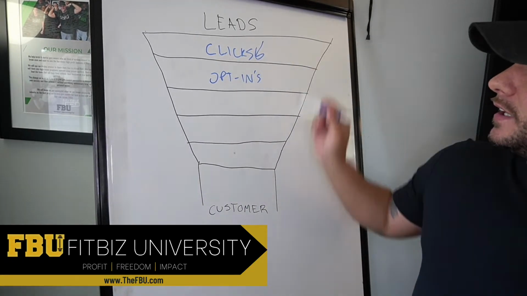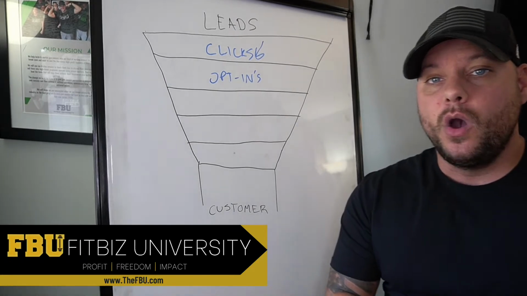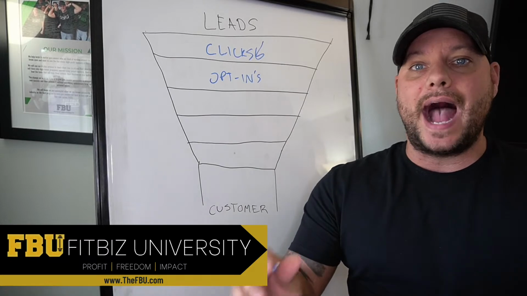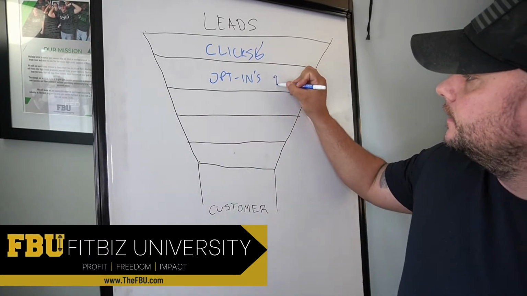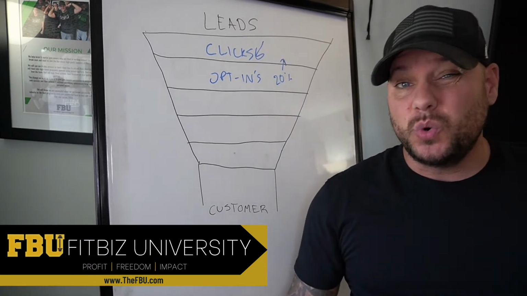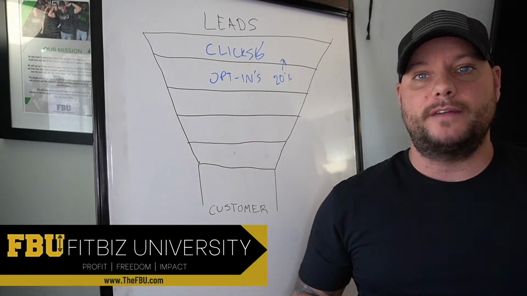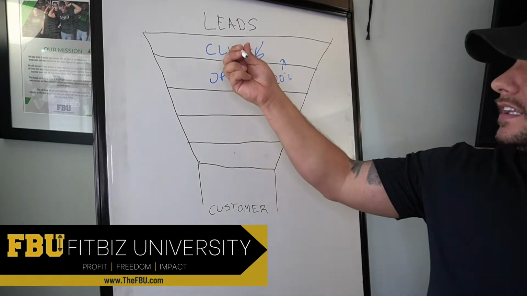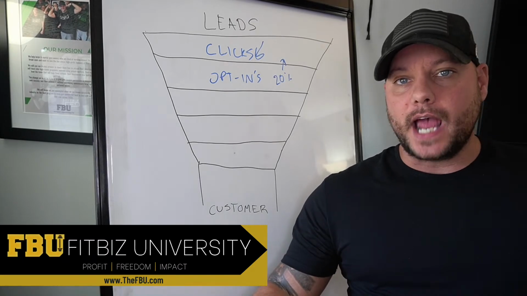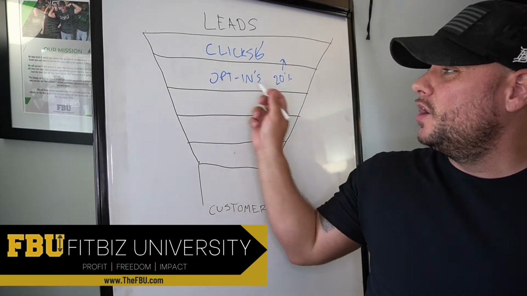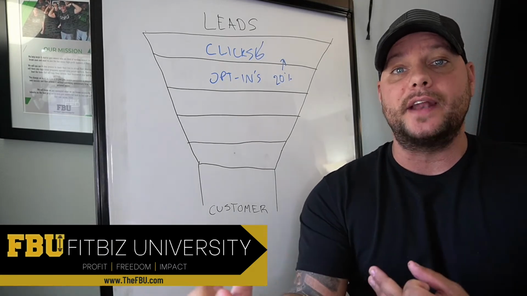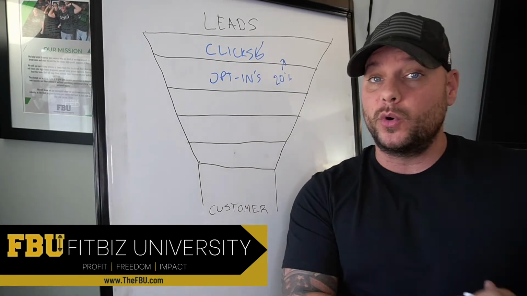So if you get a lot of clicks, but not a lot of opt-ins, wherever you're sending them to is not very effective, right? And so I look at it as a 20% ratio. You want about 20% or higher, preferably higher would be awesome, of your clicks to actually give you their information, right? If that's not happening, then there's something going on with wherever you're sending them, and it's not connecting with the ad, right?